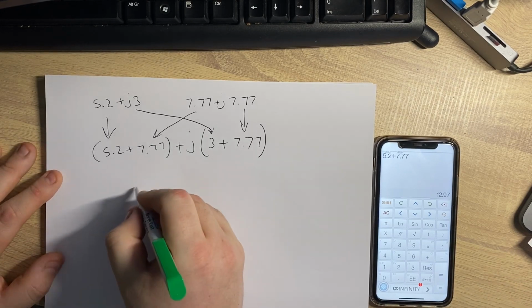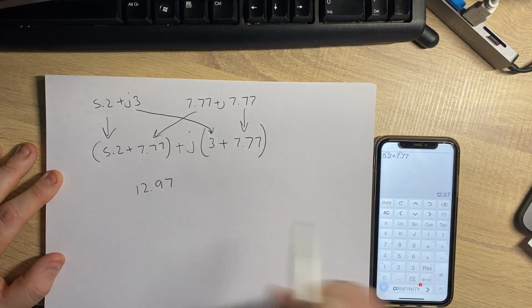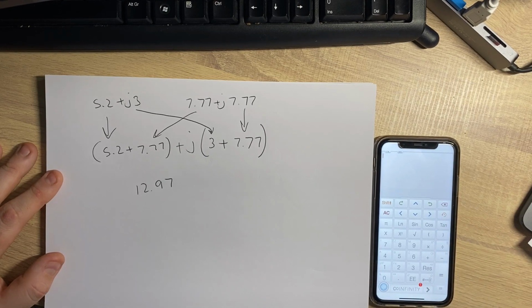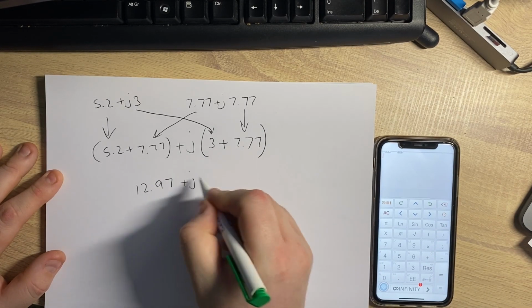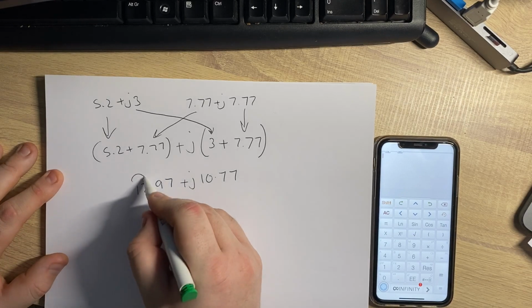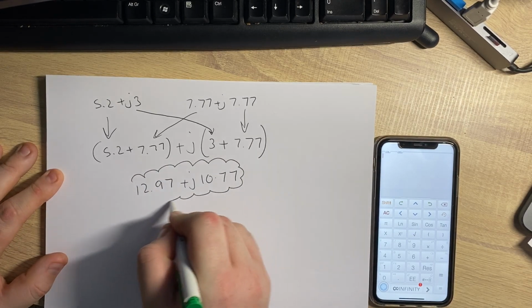That gives us 12.97. And our J is going to be 10.77. Okay. So now that's what is on the bottom of our equation.